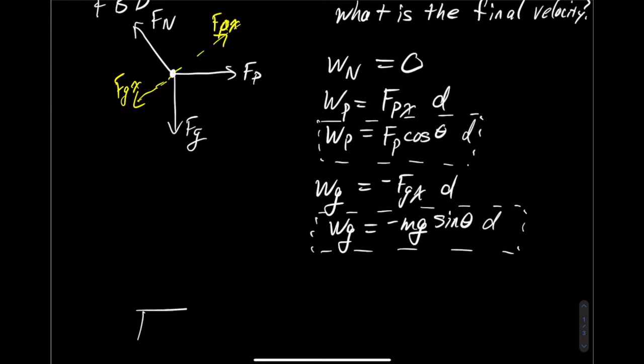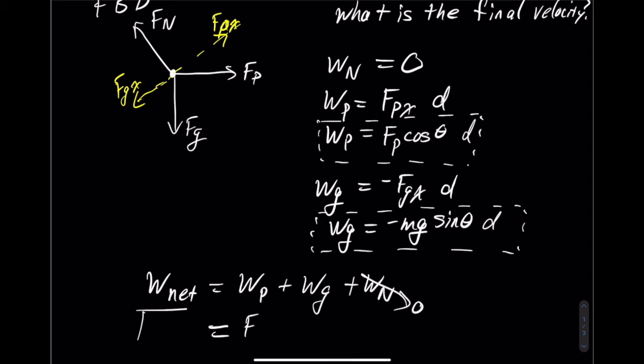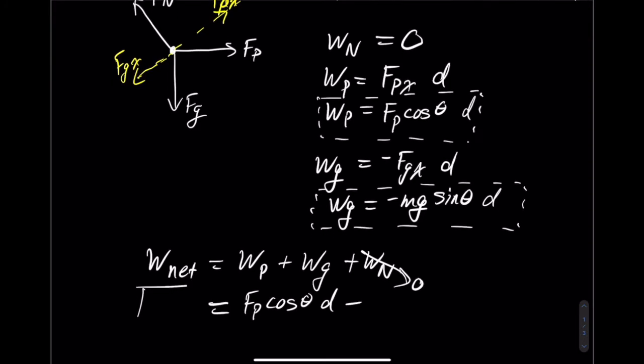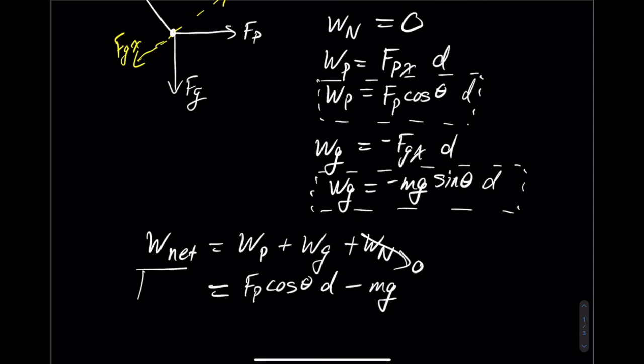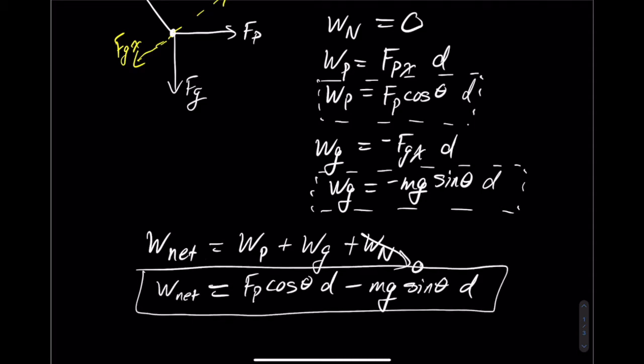So then our net work is these two added together. It's the work of the pushing force plus the work of gravity, and really we can say plus the work done by the normal force, but we already know that's 0. So for the pushing force, we've got Fp cosine theta times the displacement, and then the work done by the force of gravity is negative mg times sine of theta times the displacement. Okay, so that's a calculation for the net work based on the definition of work.